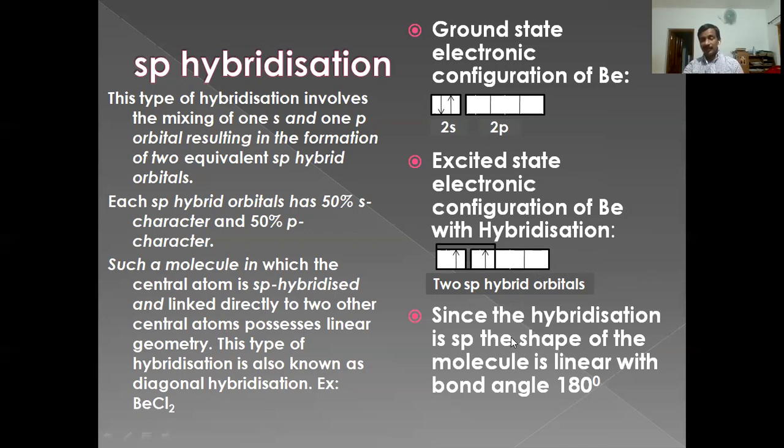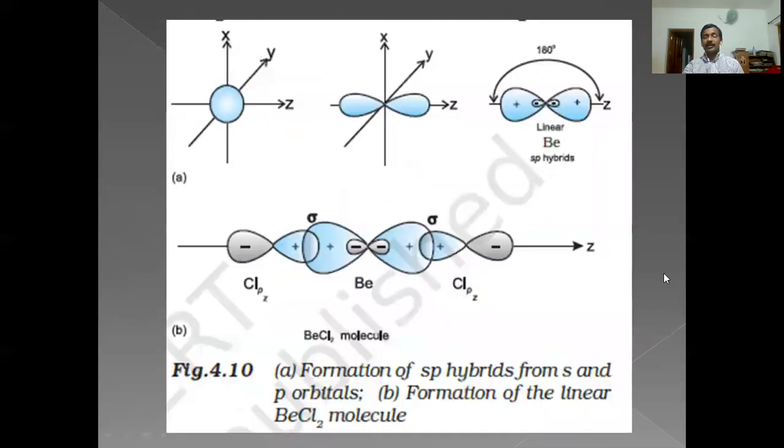Here the hybridization is sp, so the structure is linear with a bond angle of 180 degrees. Here you can see it is linear with a bond angle of 180 degrees. This is beryllium, this is an sp hybrid orbital, and this is the second sp hybrid orbital. This sp hybrid orbital overlaps with the p orbital of chlorine to form a sigma bond. This sp hybrid orbital also overlaps with the p orbital of chlorine to form a sigma bond. So BeCl2, beryllium chloride.